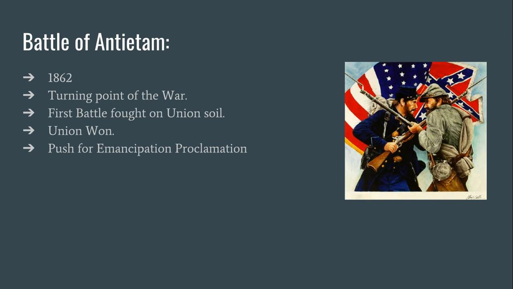From here, after the Battle of Bull Run and a couple other ones, is the Battle of Antietam, which is a really known battle during the Civil War. It happened in 1862. It was the turning point of the war. It was the first battle to be fought on Union soil under General George B. McClellan. And General Lee was the general for the Confederacy at this time. The Union actually won this battle, which pushed Lincoln toward the Emancipation Proclamation.